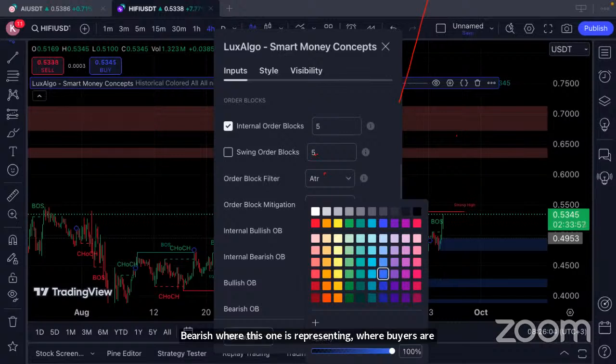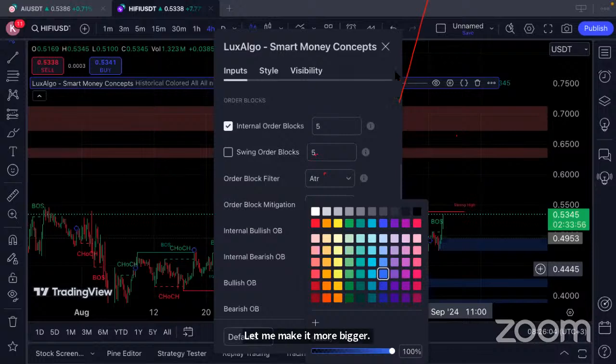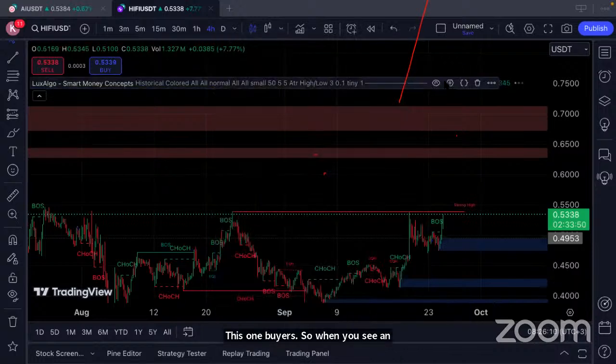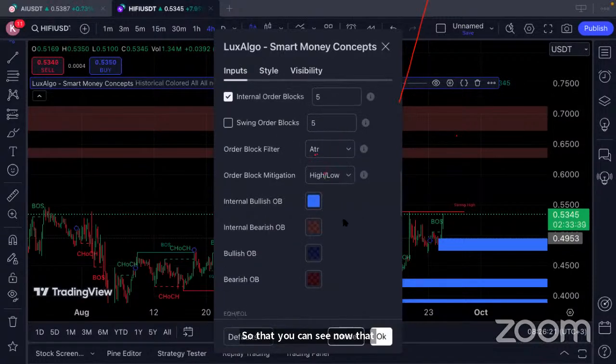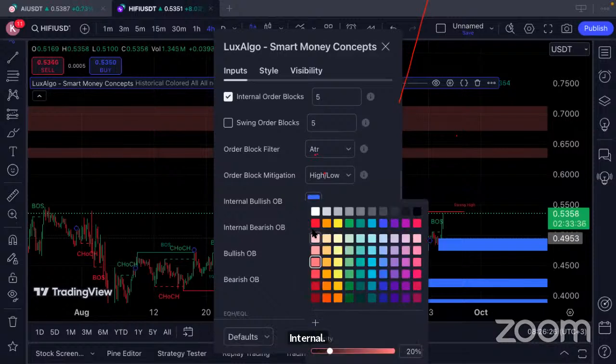Let me make it thicker. This one, buyers. So when you see an order block, you expect buyers to come and buy. You see, I've made it lighter. Okay, let me show you so that you can see. Now that one is representing internal, hidden, like a hidden order block or a hidden area where buyers come in. Now let me make this critically red.